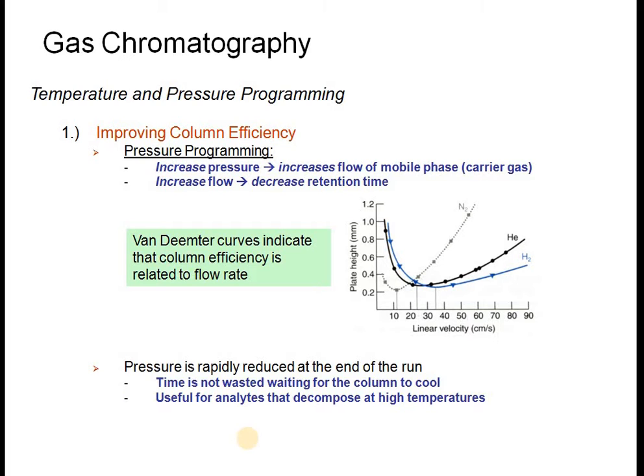Van Deemter curves indicate that column efficiency is related to flow rate. This is the van Deemter curve. This is the plate height in millimeters and linear velocity in centimeters per second, for the gases hydrogen, helium and nitrogen. This is the type of curve. Pressure is rapidly reduced at the end of the run, so time is not wasted waiting for the column to cool. This is useful for analytes that decompose at high temperature.